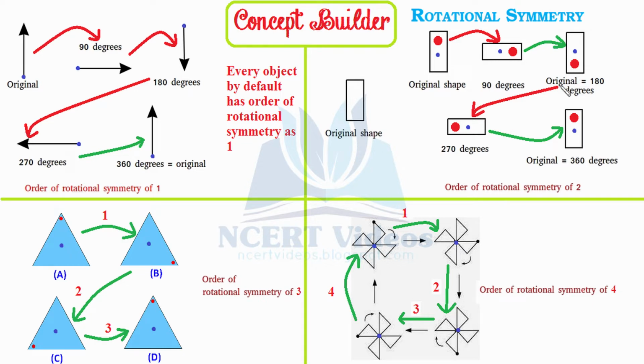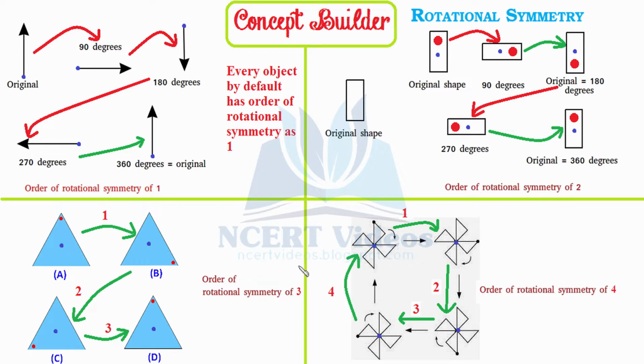Then again, we rotate it 90 degrees, that is a total of 270 degrees from the initial position. Well, they are not similar images. Then we rotate it one last time, and we see, yes, it is similar to the original shape. So it is another order. So these two green moves mean 1 and 1, that is 2 orders of rotational symmetry.